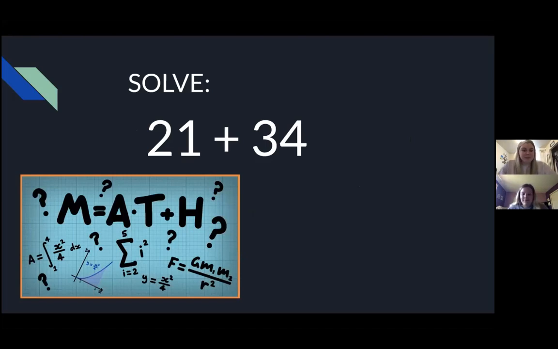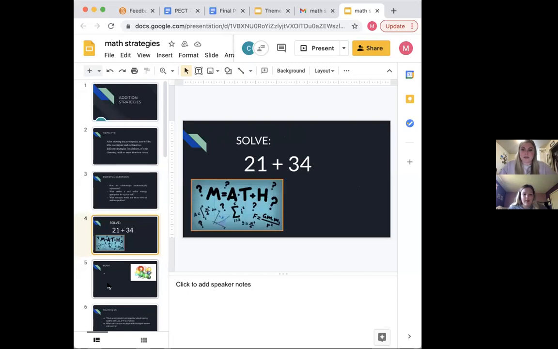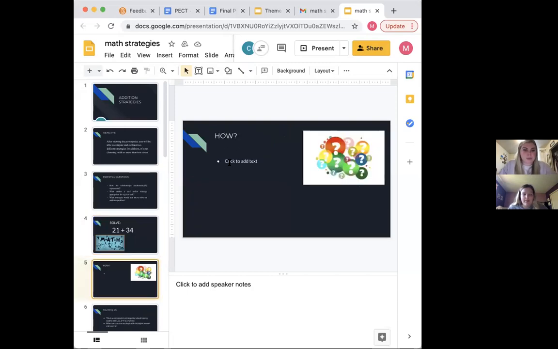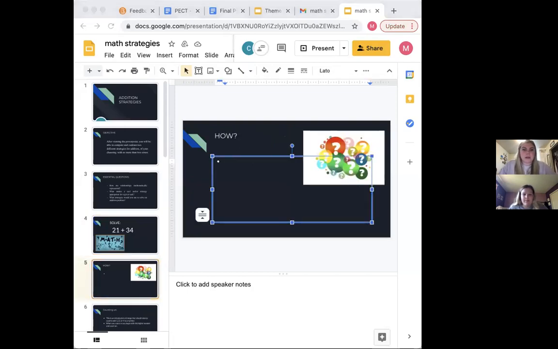So now we're going to talk about some ways that we used to solve this problem. I'm going to write them right here in the PowerPoint. So one way that I heard was counting from 34 all the way up to our answer. So 34, 35, 36, all the way up to our answer, which I heard some people get the right answer, and our answer is 55.